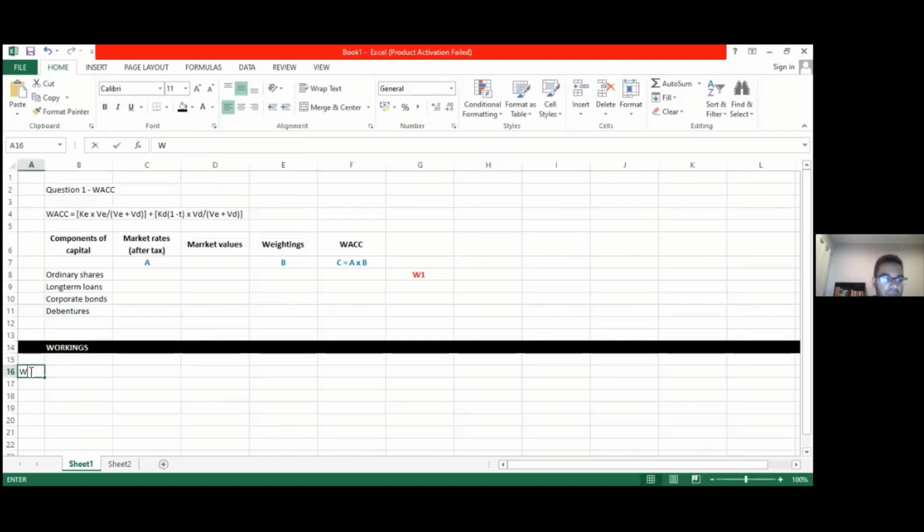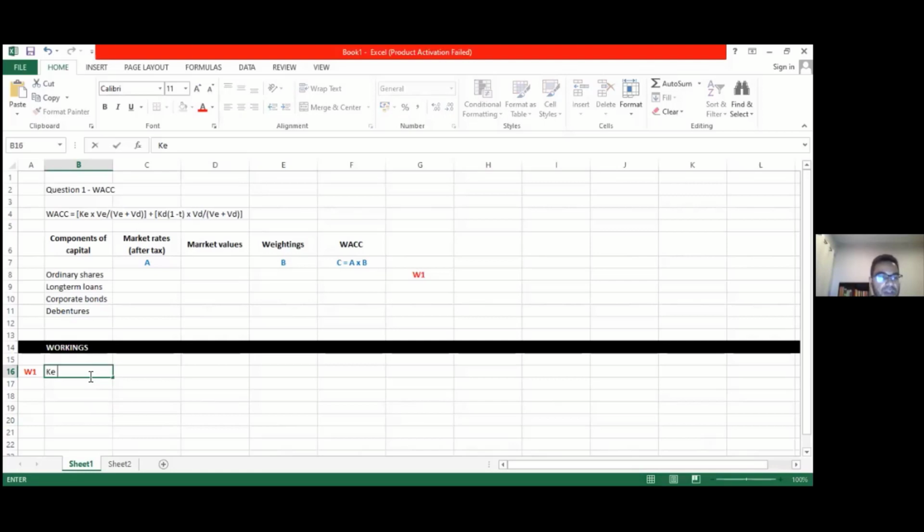So now I'm going to have working one over here. So I'm going to use the dividend growth model. For the dividend growth model, I can work out dividends. I have the growth rate and I have my market value. Remember, I don't have a risk-free rate. I don't have a beta. I don't have a market rate. So I can't use CAPM. They gave me dividends, they gave me growth rate for dividends. So therefore I can calculate the market rate for ordinary shares using the dividend growth model.